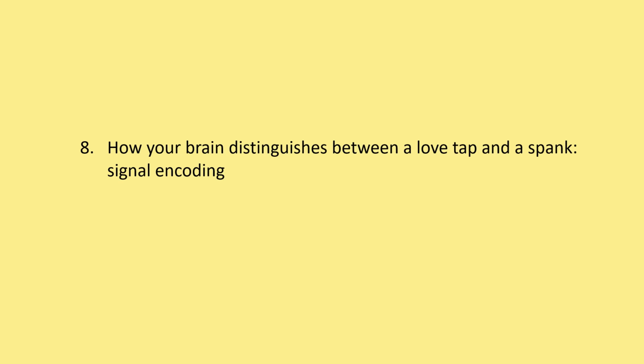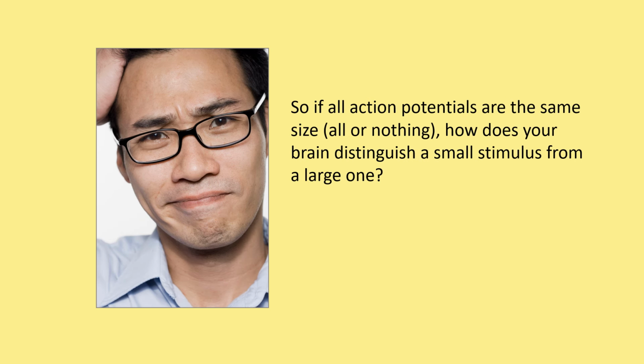All right, signal encoding. How is it that your brain can distinguish between a love tap and a spank, right? Both of them involve touch receptors in the skin sending signals to your central nervous system. Why do they feel very different from each other? If all action potentials are the same size, and all action potentials are all or nothing, they happen or they don't, how does your brain distinguish between a small stimulus, like a gentle breeze on your face, versus a large one, like the blow dryer on your face?